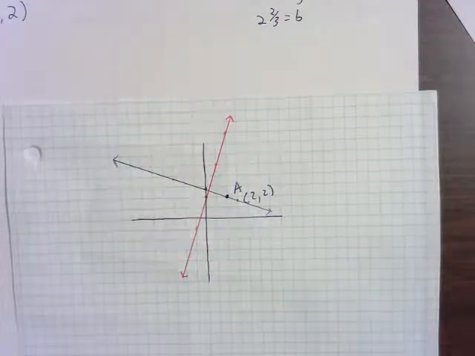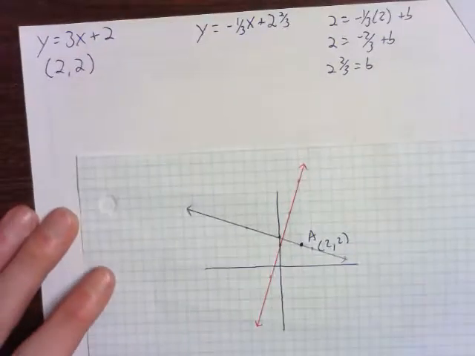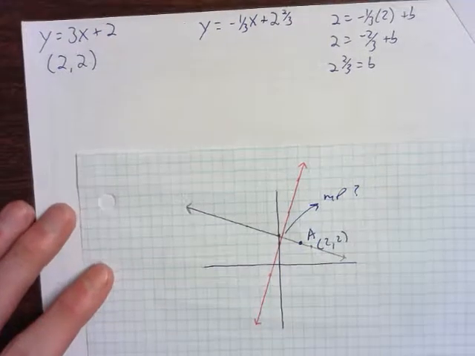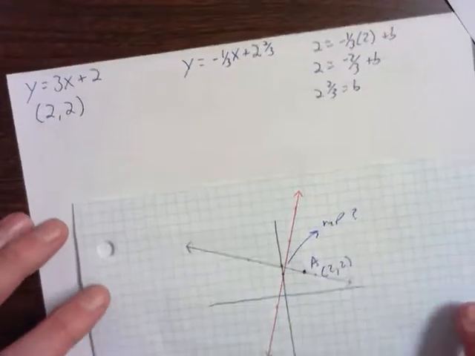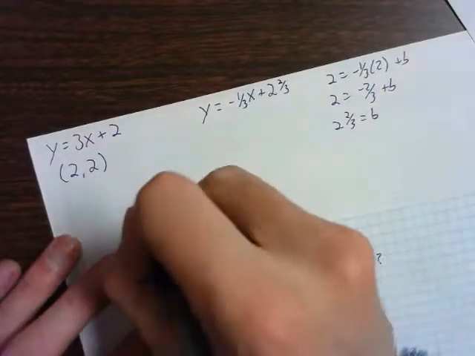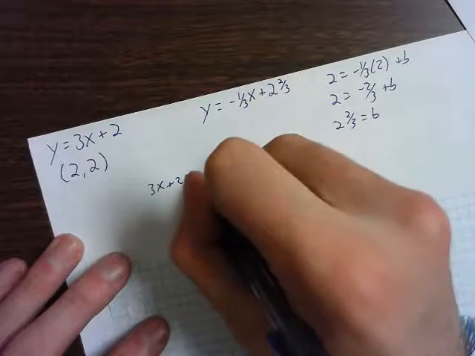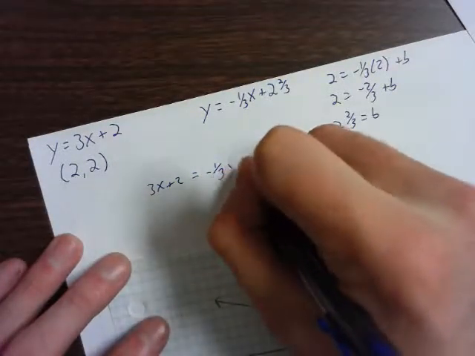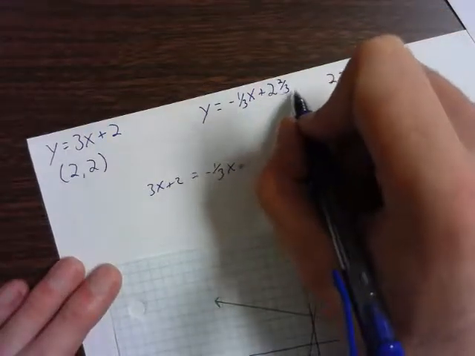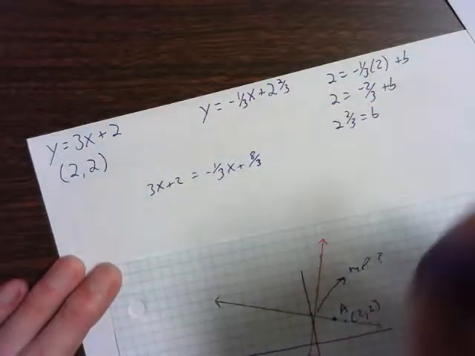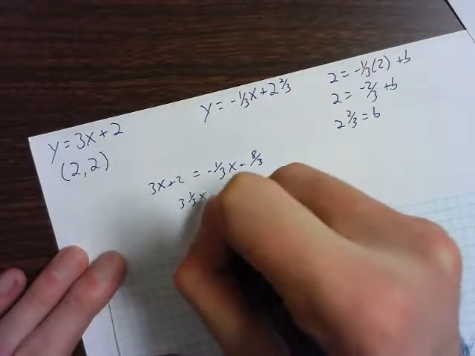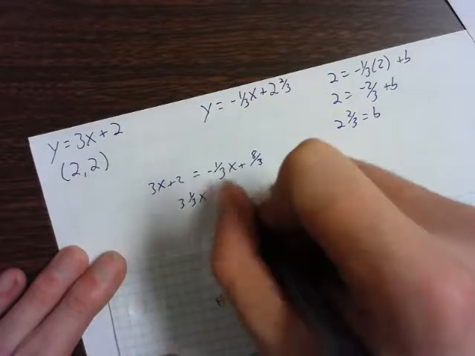Next thing I need to do is find what my midpoint is. I gotta figure out my midpoint so I can use my midpoint formula. So I set my two equations equal to each other. So I'll have 3x plus 2 equals negative 1/3 x plus 2 2/3. I'll go ahead and change that to 8/3, and just solve for x. So I will add 1/3 to both sides. I will subtract 2 from both sides.